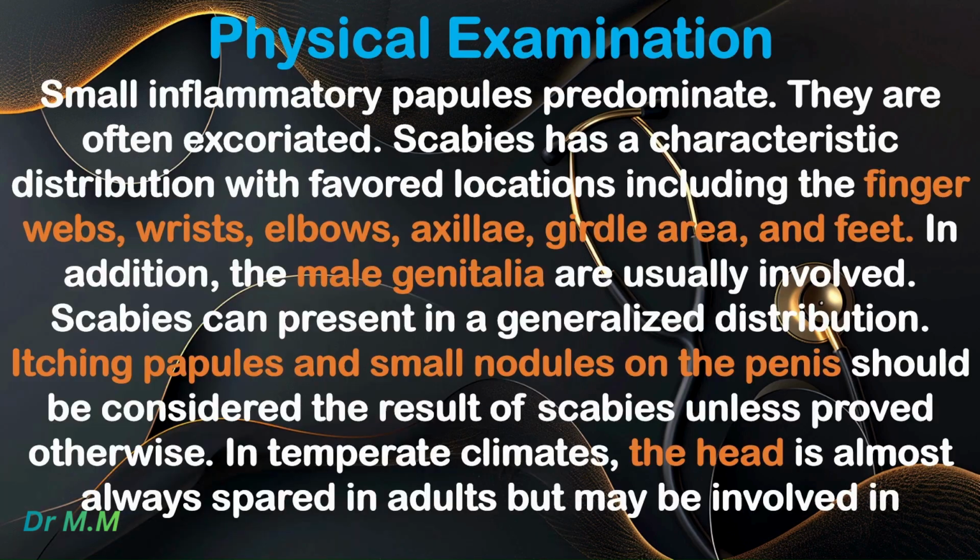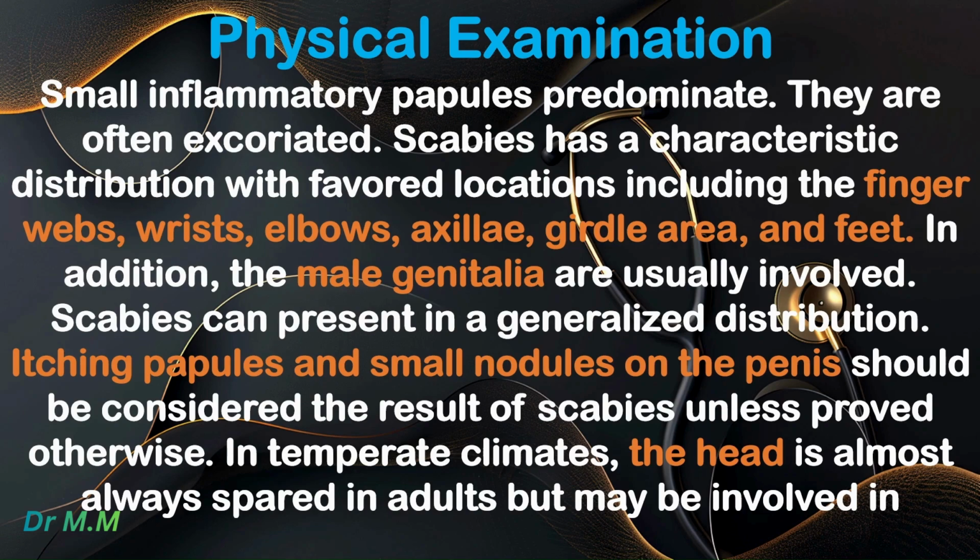Physical examination. Small inflammatory papules predominate. They are often excoriated. Scabies has a characteristic distribution with favored locations including the finger webs, wrists, elbows, axillae, girdle area, and feet. In addition, the male genitalia are usually involved. Scabies can present in a generalized distribution. Itching papules and small nodules on the penis should be considered the result of scabies unless proved otherwise.